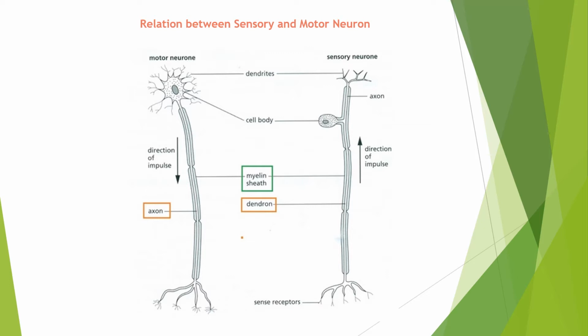A generalized structure of the neuron I have told you in the last lecture, but here you can see the dendrites of both neurons, the cell body, and the direction of the impulse from the sense organ along the axon of the sensory neuron, and then the direction of the impulse of the motor neuron coming back to the effector or the muscle fibers. So sense receptors are present in the sensory neuron, and the motor neuron ends at the motor end plate.